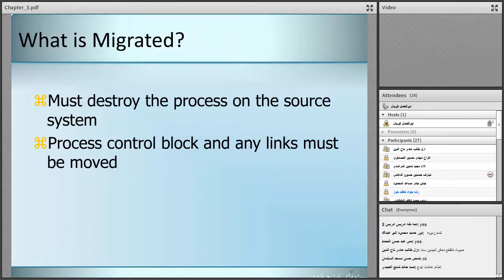I talked about what should be migrated. I said everything. Can you name something that we must transfer with the process for migration? What is migrated? Can you name some examples? For me or for all students, Doctor?